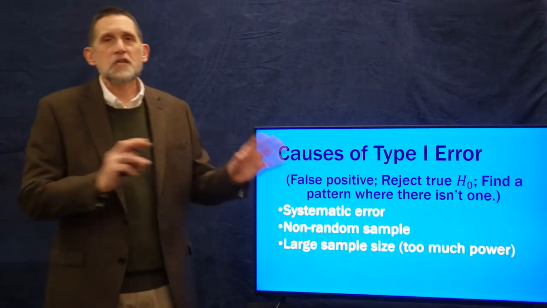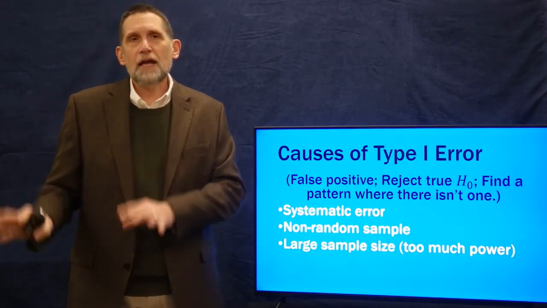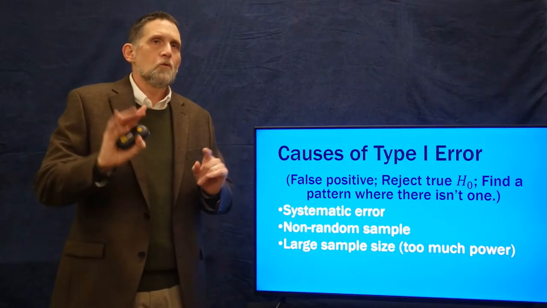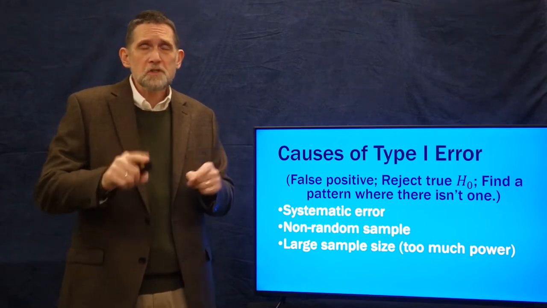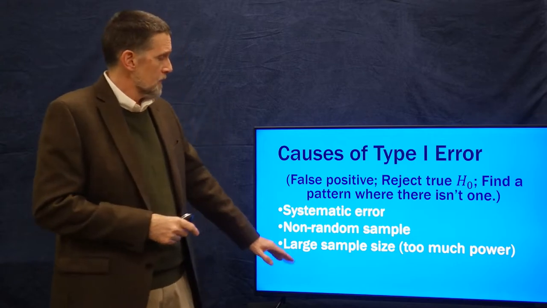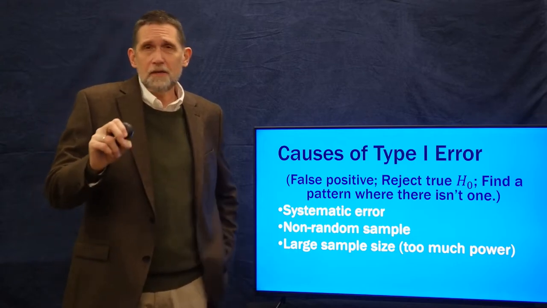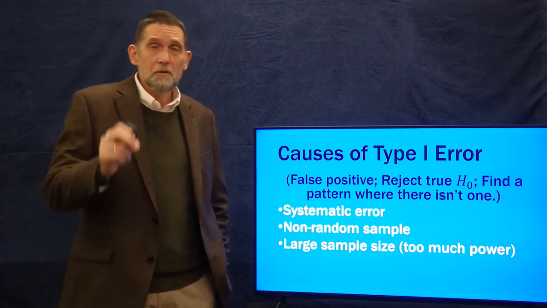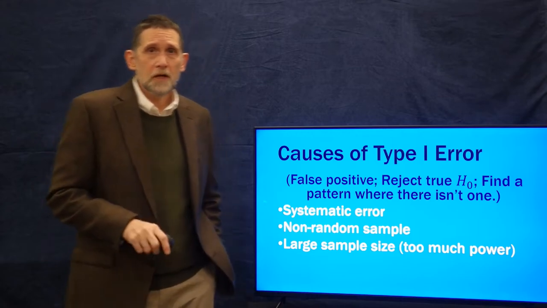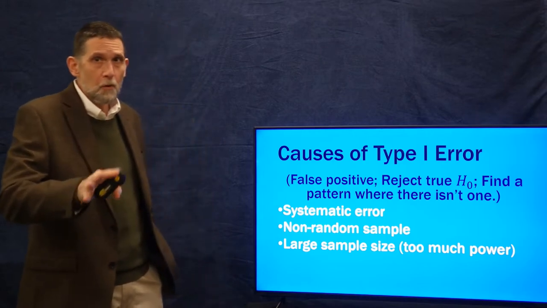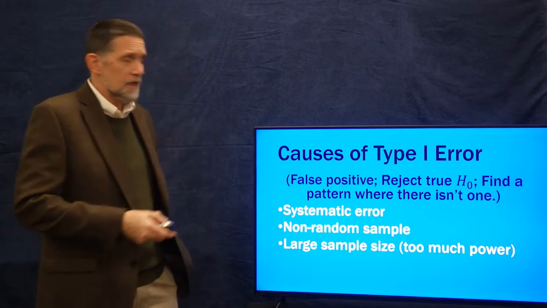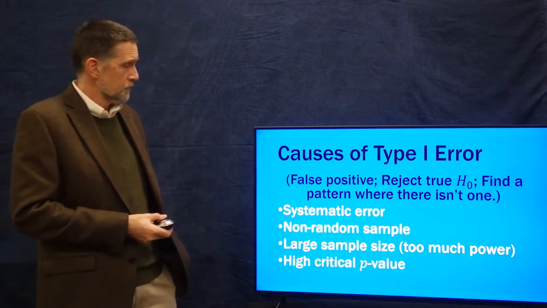Power is based on sample size and what's called effect size, and we'll get to that in a little bit. This really applies to t-tests in particular, which is the next topic. But you might not think that a large sample size could be a problem. It can be a problem. It can lead to a type 1 error. So what you really need to get is an appropriate sample size, an appropriate power. And again, we'll talk about that later.